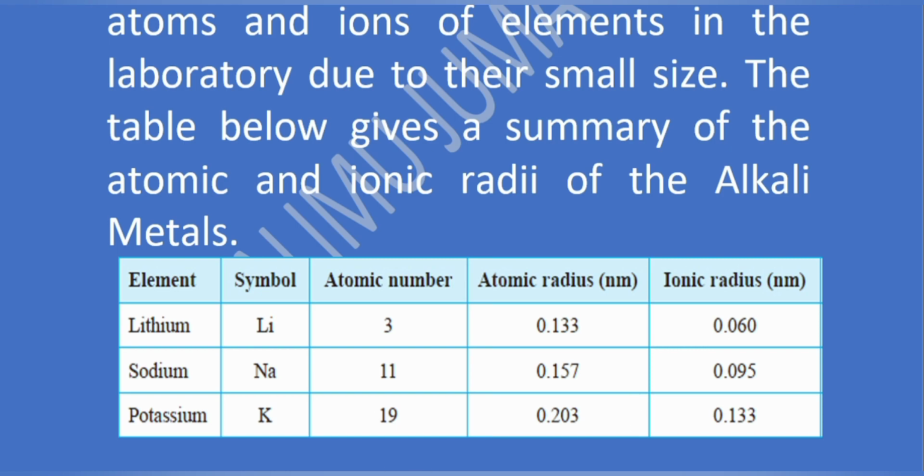Now the ionic radius also increases down the group. The atomic radius increases down the group, because from one element of group 1 to the other, there is an additional energy level.